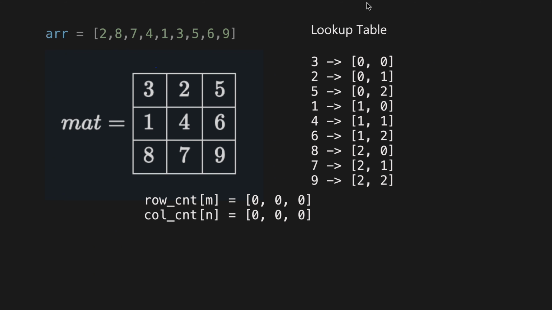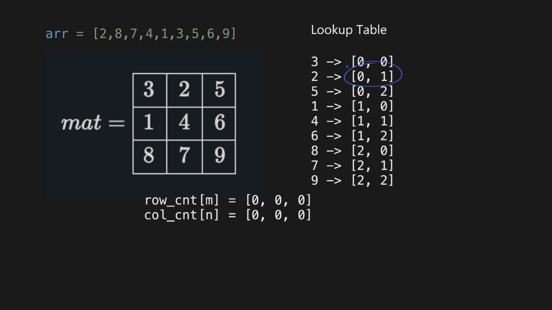Now let's see this in action. We can take a row count array and a column count array to keep track of the number of painted cells in each row and column. The number of rows and columns, that is m and n, for this example are equal to 3. So we start iterating through the array with iterator i, initially at index 0. The element at index 0 is equal to 2.